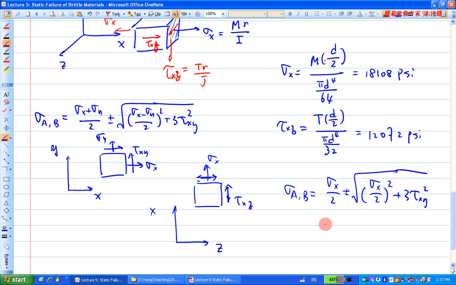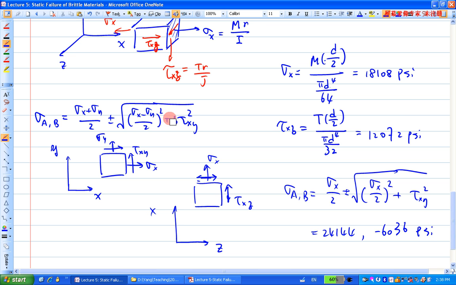You plug the numbers into the formula right here. So what we get is 24144 and 036. We get these two numbers. Is it meant to be 3 tau xy or just tau xy? Tau xy, that's right. Sorry. Yes, good point. I was thinking of that other stress formula just now. Thank you, Josh.